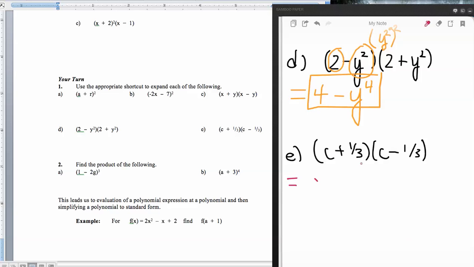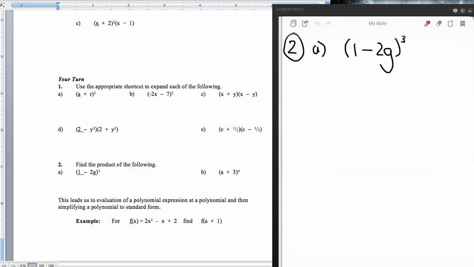Now moving on to part E, I have c plus 1/3 times c minus 1/3, which is a product of conjugates. So again, I'm going to square the first term minus the square of the second term. 1/3 times 1/3 is 1 over 3 squared, which is 9. And so it's a difference of two perfect squares again, because that's what happens when we multiply conjugates.